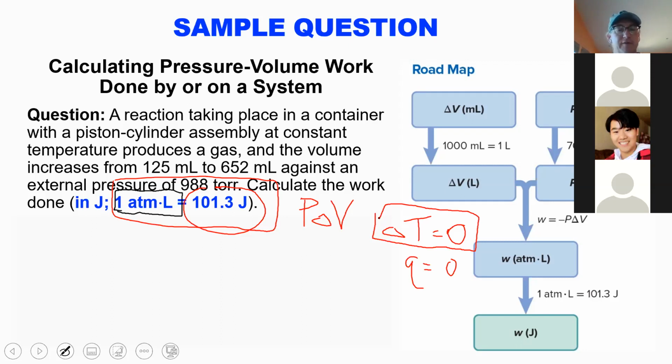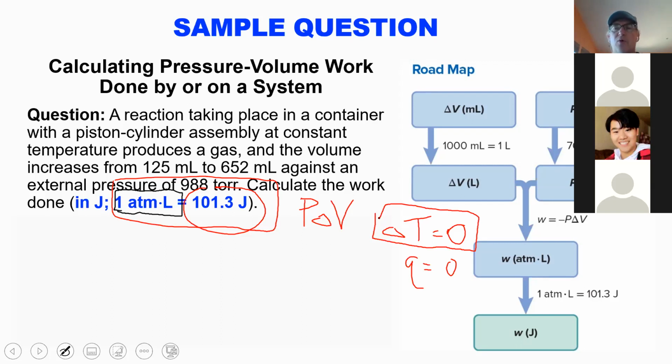So in this instance, heat we know is 0. We want to figure out how much work is being done. We see that there's no change in temperature, so Q is 0, and the volume increases from 125 mL to 652 mL. So the volume goes up, so our delta V is positive. And the pressure against that piston is 988 torr.